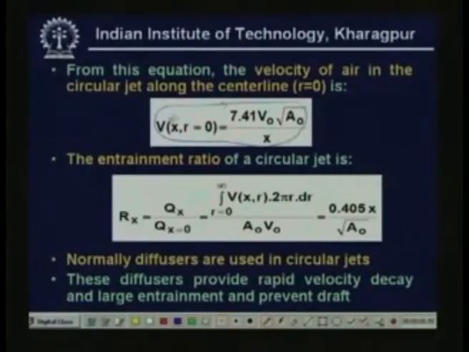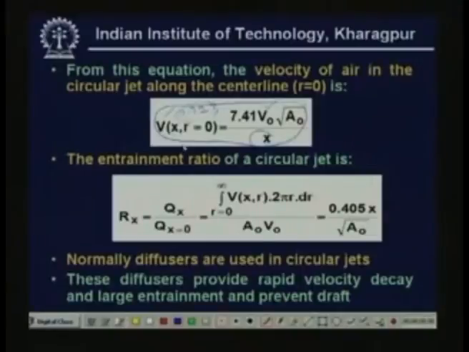Because you know that the velocity has to reach, let us say, 0.25 meter per second. At that point, the distance is called the blow. So if you put 0.25 meter per second, then for a given V naught and A naught, you can find out what x is. That x is nothing but your blow or throw.